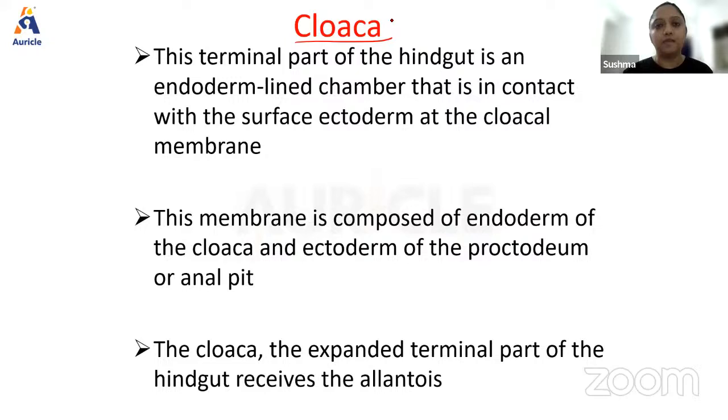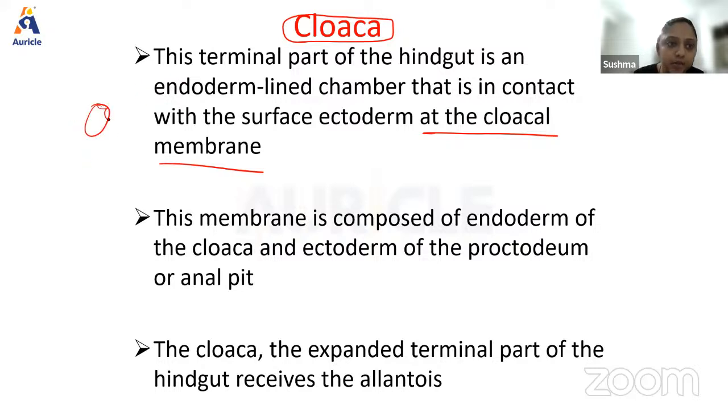Let's look at the cloaca. What is this cloaca? The terminal part of the hindgut is an endoderm-lined chamber that is in contact with the surface ectoderm at the cloacal membrane. Guys, I've explained this so many times. Why do I have a structure which is lined by endoderm and is in contact with the surface ectoderm, and there is no structure derived from the mesoderm? I've explained this so many times.